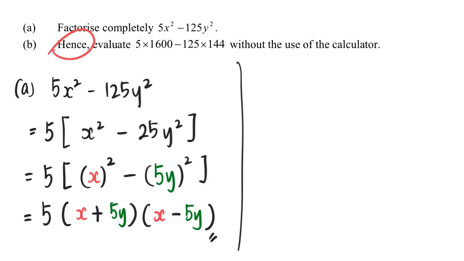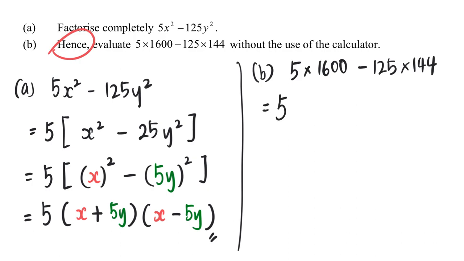And for part B, hence means we must make use of this result from part A. I must now try and find the value of x and y in this question. Okay, and so 5 times 1600 minus 125 times 144. I follow what I did previously. I take out 5 as the common factor. I am left with 1600 minus 25 times 144.